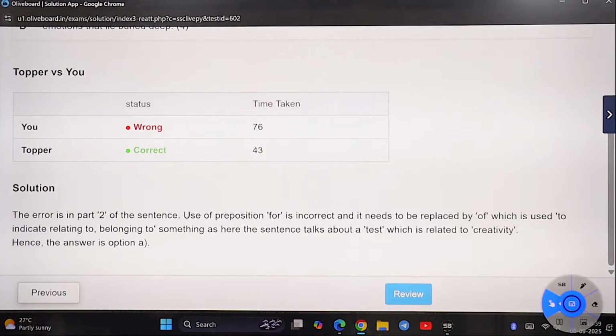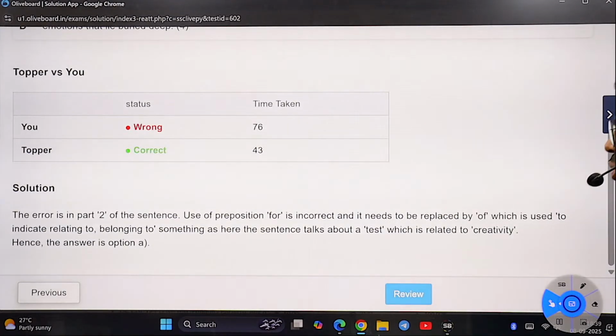Use of preposition, I don't know, this is marked by the team and I'm not sure about the authenticity. That's why I'm saying I am a bit unsure. The answer is a bit unpredictable. I won't say so. Use of preposition "for" is incorrect. It needs to be replaced by "of".